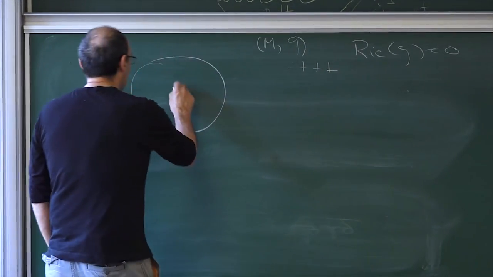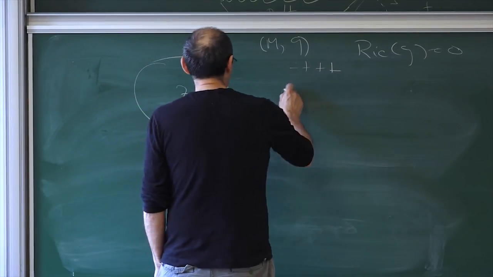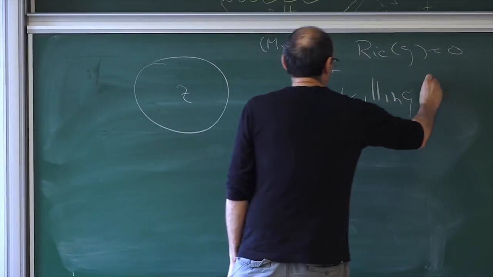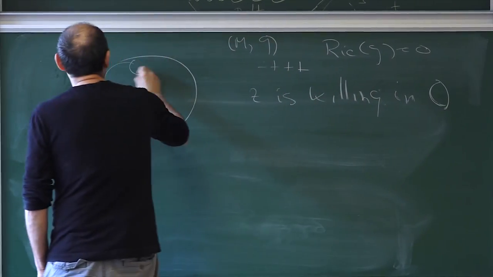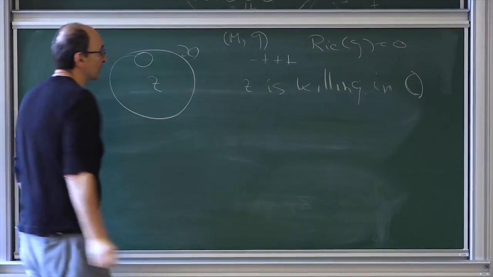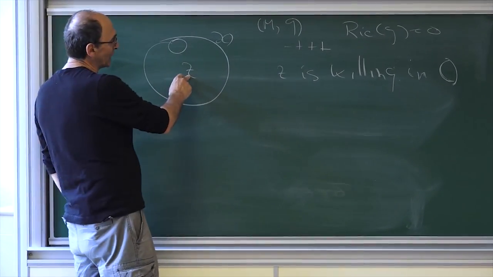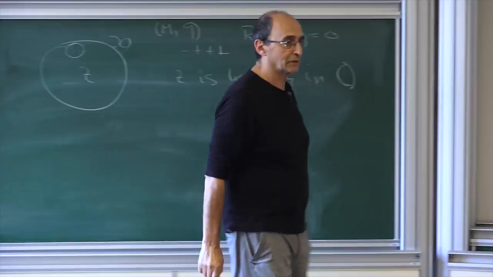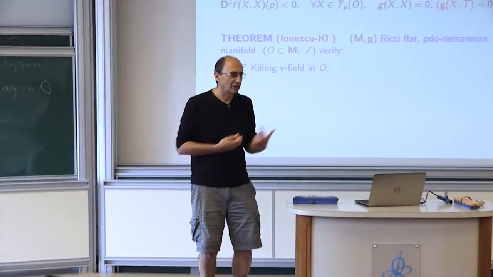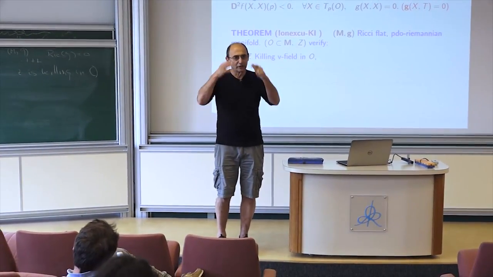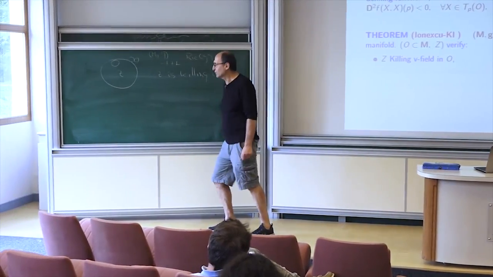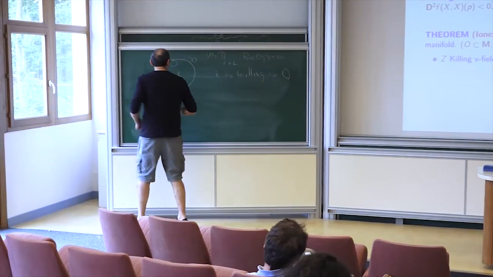So suppose I have a Killing vector field Z, right? So Z is Killing in this domain O, right? So I have a domain here, and I have the boundary of the domain. So this is the boundary. And so I know that Z is Killing, and I want to extend it outside, right? So this is, in a sense, what Hawking was trying to do. He had a Killing vector field exactly on the horizon and wanted to extend it, right? So the issue of extension is what I'm going to address here.